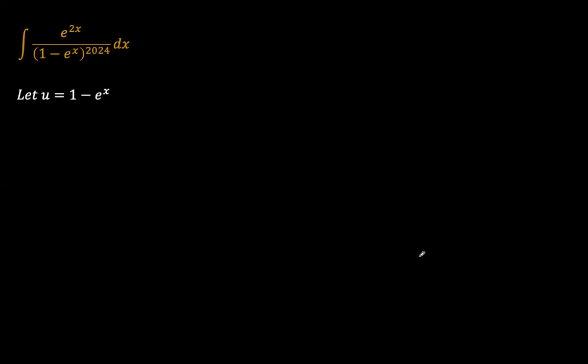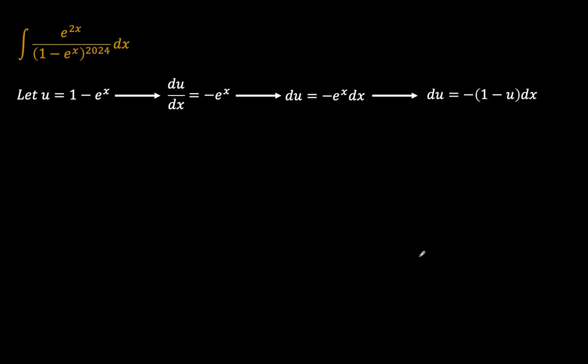For me, what I usually do is I look at the most complicated expression, and then I try to substitute for that. So I'll say let u be equal to 1 minus e to the power x, such that du/dx is equal to negative e to the power x, such that du is equal to negative e to the power x dx. And so what is minus e to the power x in terms of u? It's the same as 1 minus u. And so we divide both sides by negative (1 minus u), and so negative du over 1 minus u can be substituted for dx.